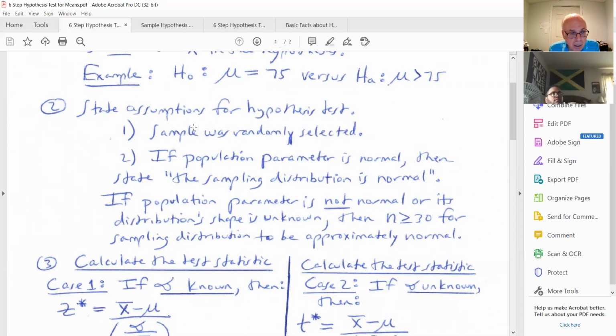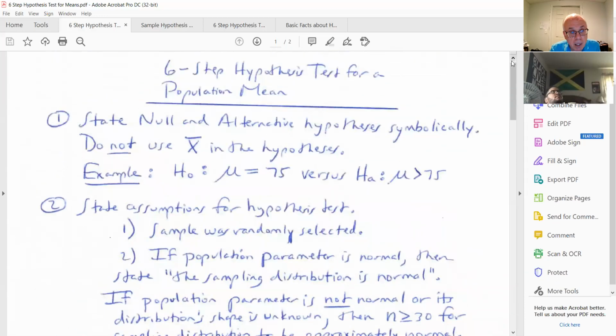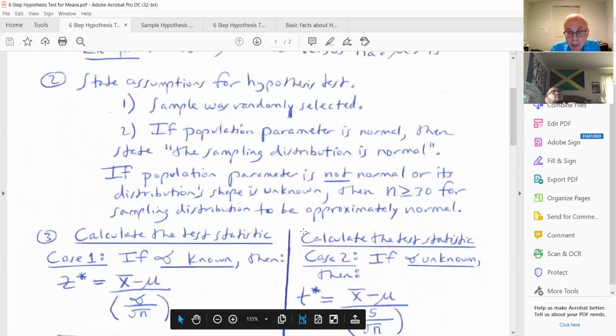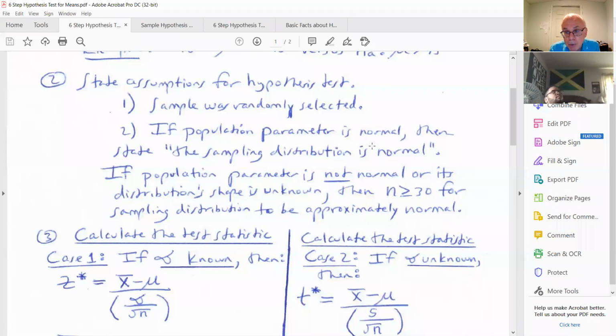All right. And the second assumption, well, for a mean, if it's a hypothesis test for a mean, then there's something called the central limit theorem. It says the following. If the population is normally distributed, then the sampling distribution is automatically normally distributed, and it doesn't matter what the sample size is. We're assuming normal distribution for the population, and the sample size could be any sample size, because the sampling distribution is going to be normal also.